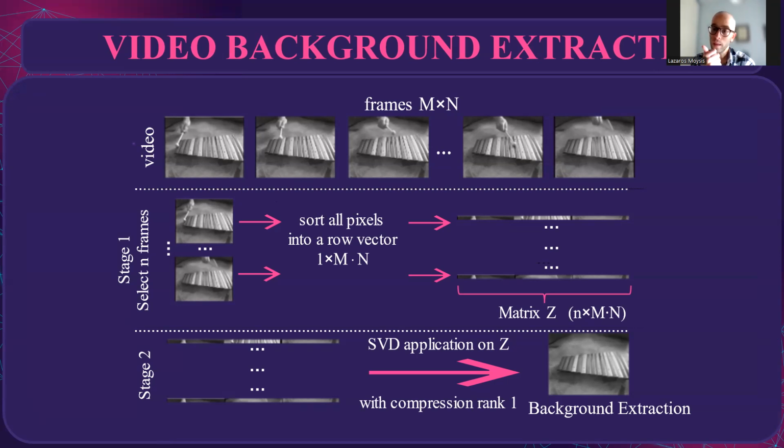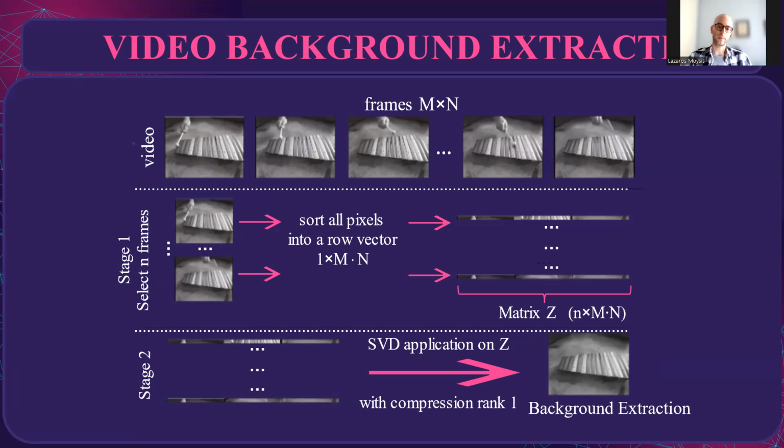Nice. And then after I do this compression on this matrix zeta, I'm going to extract any row from this matrix. Doesn't matter, all of these rows are going to be the same. So let's say I'm simply taking the first row of this compressed matrix, and then I'm reshaping this row, which is very long, into the original image size. And doing that, I can obtain the background of the video.